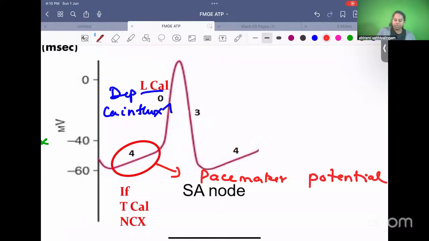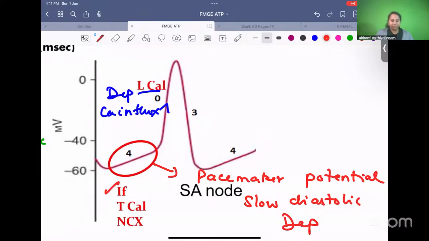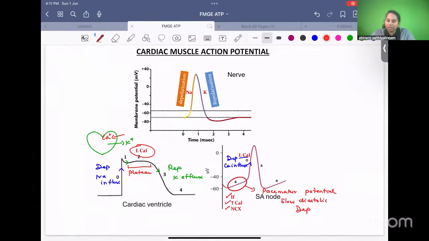Pacemaker potential or slow diastolic depolarization phase. This phase only is responsible for the pacemaker activity. There are three channels which contribute to the pacemaker activity. IF, it's a funny channel. TCAL, transient type of calcium channel. And NCX, sodium calcium exchanger. These three channels are responsible for the pacemaker activity. So that's the specialty of cardiac muscle action potential.